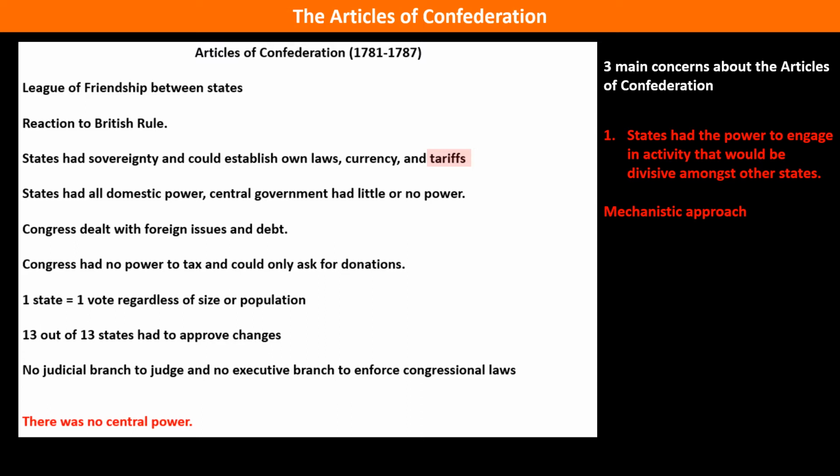First, it gave states the powers to engage in activity that would lead to division instead of unity. The best example is that each state could develop its own interstate tariffs. This demonstrates that the states were ready and able to compete economically against each other.